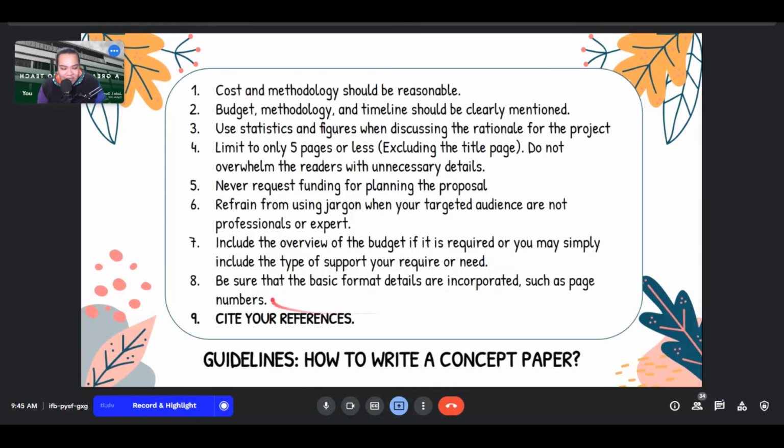And last, cite your references. Always cite your references. When we say cite your references, always use APA citation 7th edition, of course. For the school, that's what we use. Some people use MLA, some people use Chicago, but here in UNIDA Christian colleges, we use APA citation. So those are the guidelines of writing a concept paper.